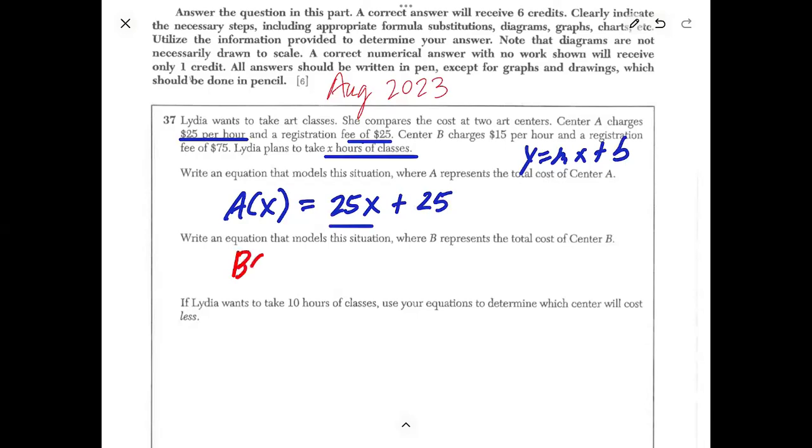Now we're going to do the same thing for center B. So this is going to be B of x. This one charges $15 per hour, so that's the slope for that one. And then the registration fee is higher at $75. So those are our two functions. If we could come up with these two functions, that's one. That's one. So this is 2 points.